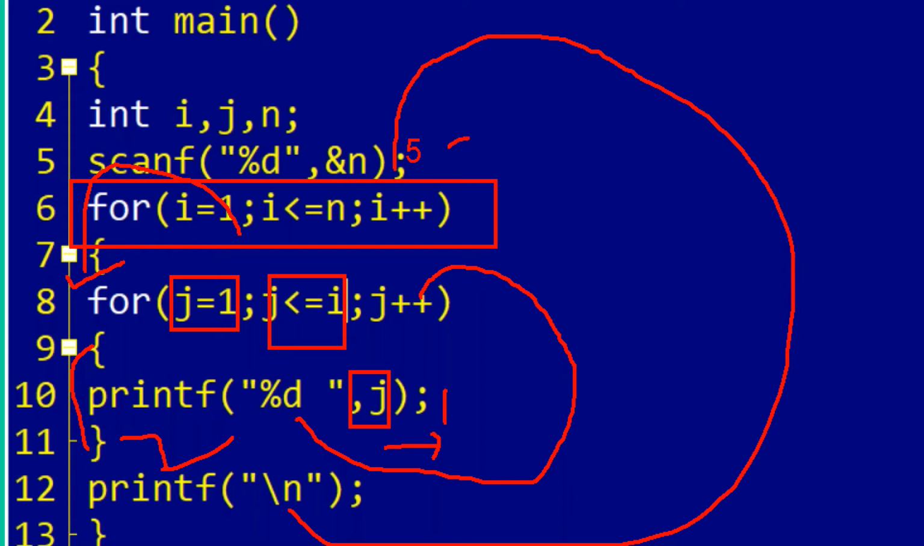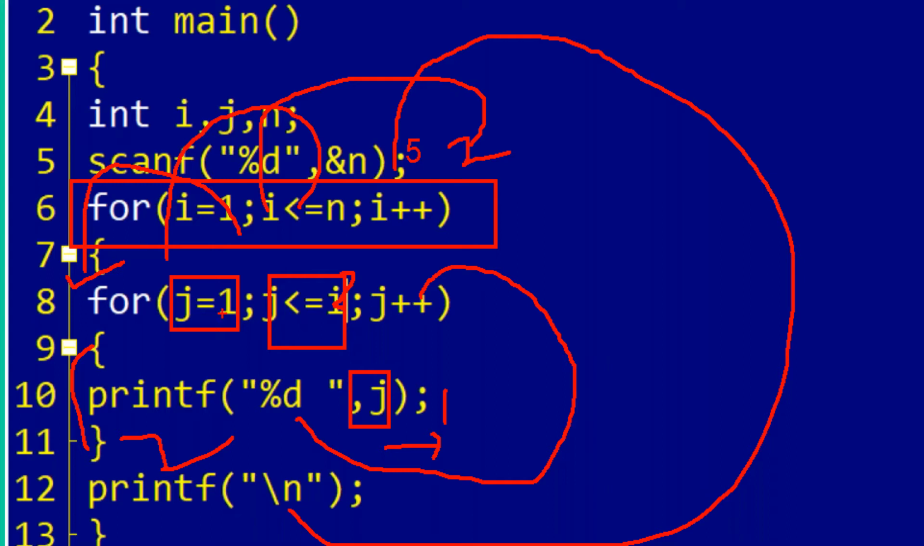Now what is the value of i? 2. We are in the second iteration. If i is 2, 2 less than or equal to 5 is true, so we are inside the inner loop. Now what is the value of j? j is 1, and 1 less than or equal to 2. Is it true? Yes. If it is true, printf the j.